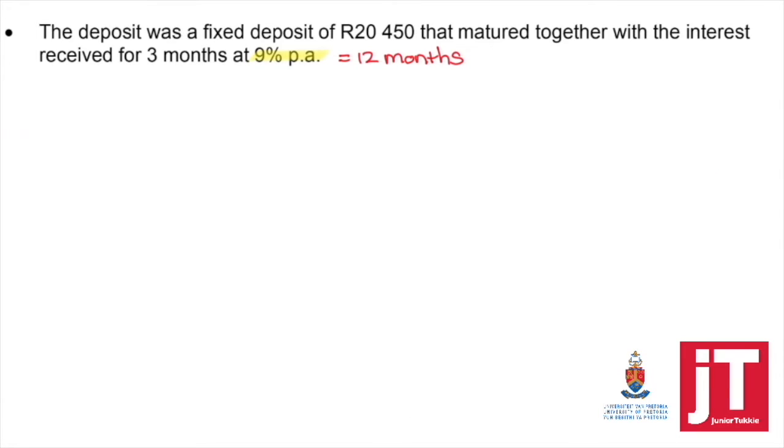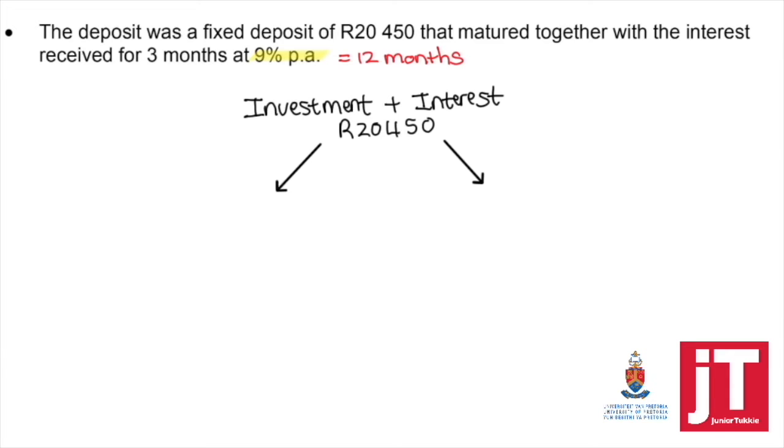So looking at this calculation, this is quite difficult. The deposit was a fixed deposit of 20,450 that matured, together with the interest received for 3 months at 9% per annum. Per annum equals 12 months. So the investment plus the interest is 20,450. I need to find out what was the investment amount and what was the interest on the investment.